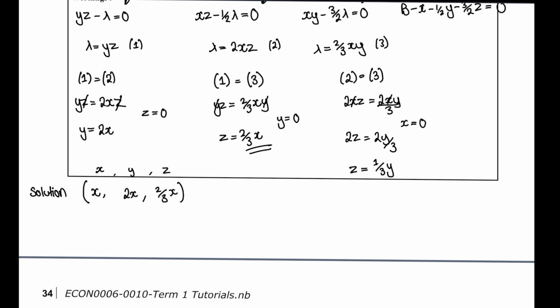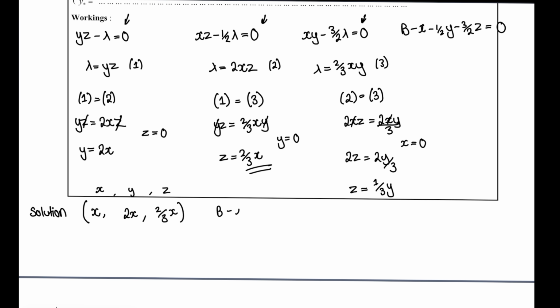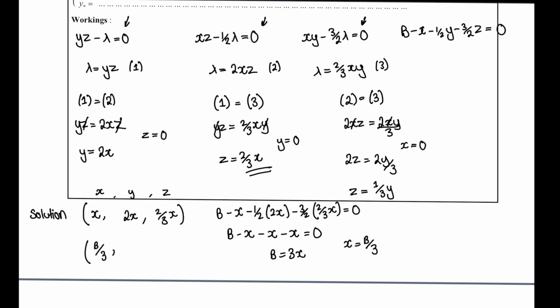If we sub it into our constraint over here, we get b - x - (1/2)(2x) - (3/2)(2/3)x = 0. We get b - x - x - x = 0. So b = 3x, and therefore x = b/3. So our solution in terms of b is b/3, 2b/3, and then 2b/9.